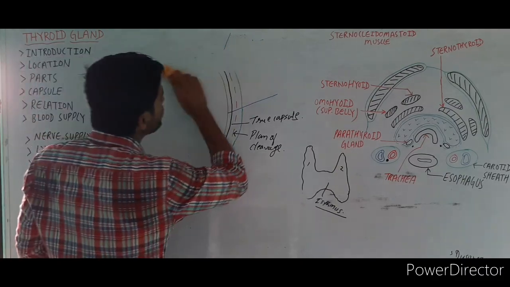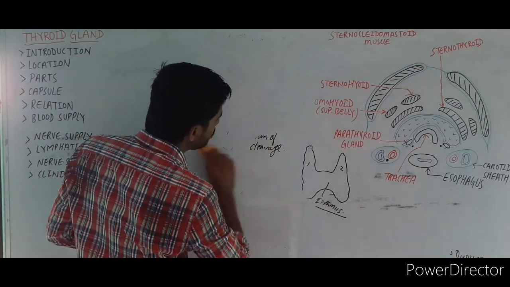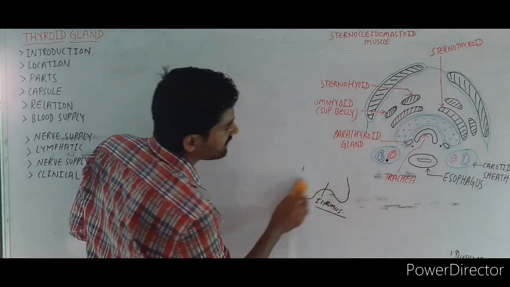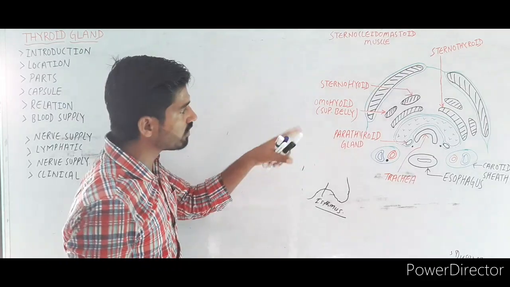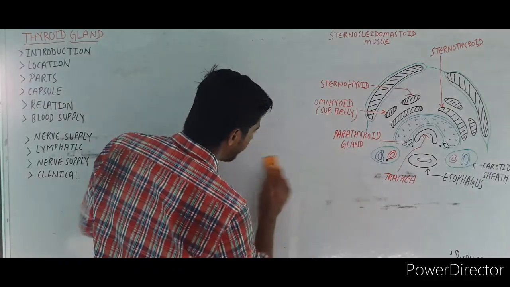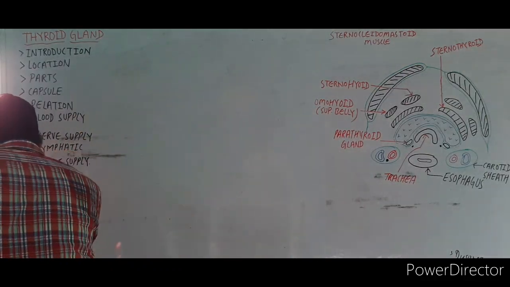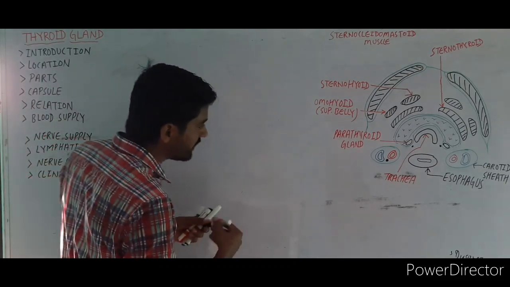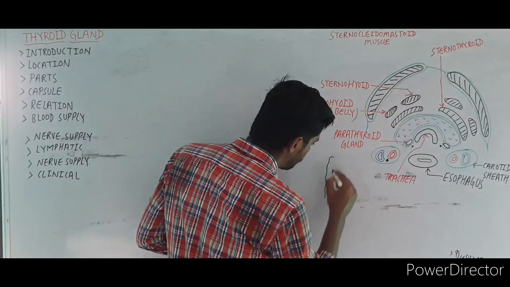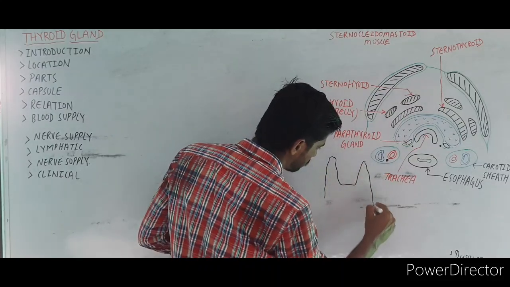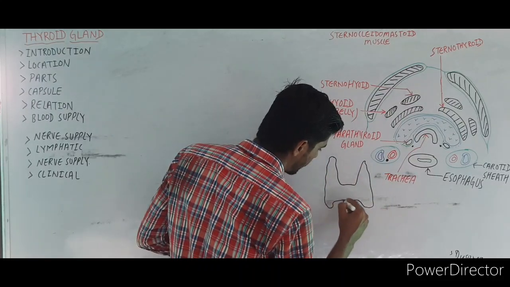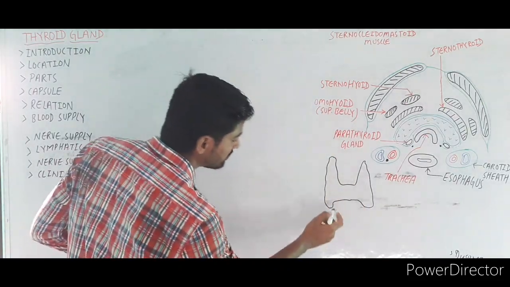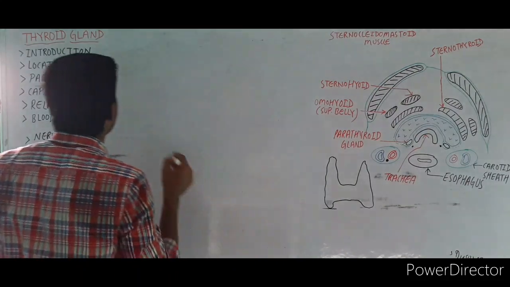Now we have to see the relations of the thyroid gland. This is a very easy diagram, you should not worry about it, it is very, very easy. Now I'm again drawing the thyroid gland here. So this is your thyroid gland. Can I tell that the thyroid gland has one apex? This is the apex and this is the base.